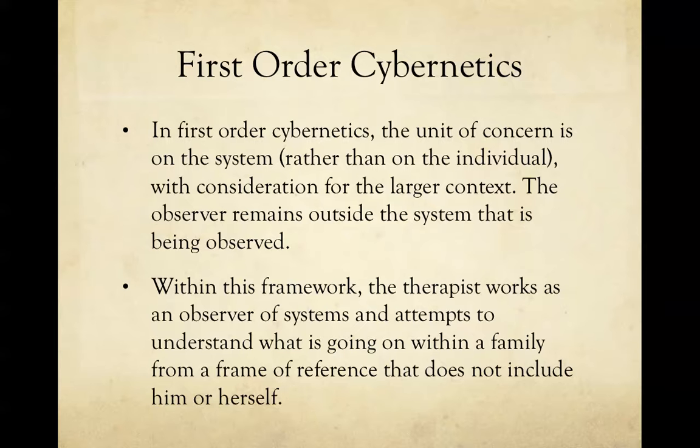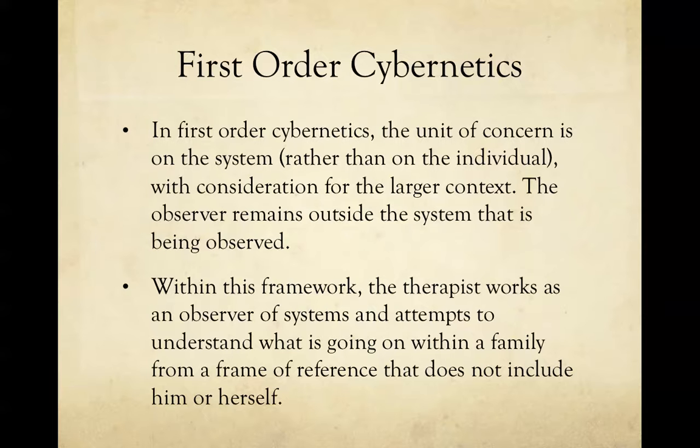Now here's the important point to note, particularly because later on in the term we're going to be talking about second order cybernetics. So to avoid confusion, get this clear from the start. In first order cybernetics, the observer remains outside the system that is being observed. Within the framework of first order cybernetics, the therapist works as an observer of systems, right, observing from the outside, and attempts to understand what is going on within a family from a frame of reference that does not include him or herself. Okay, so when we talk about first order cybernetics, we're talking about cybernetics and all of the things I've described on the previous slides.